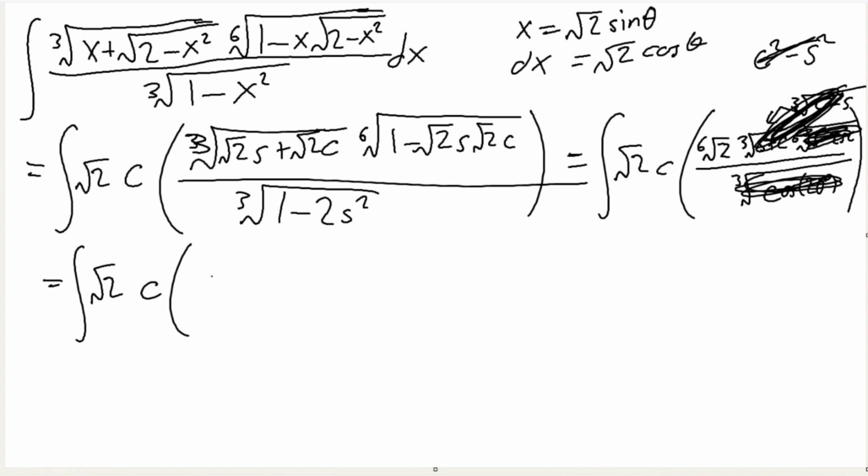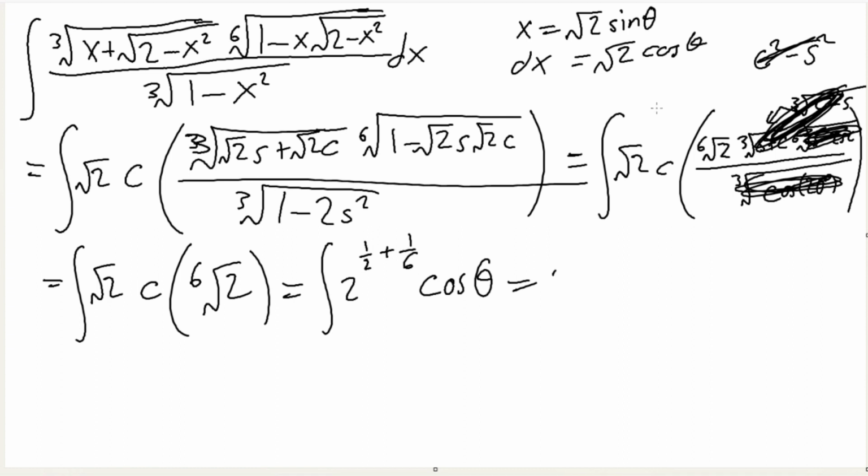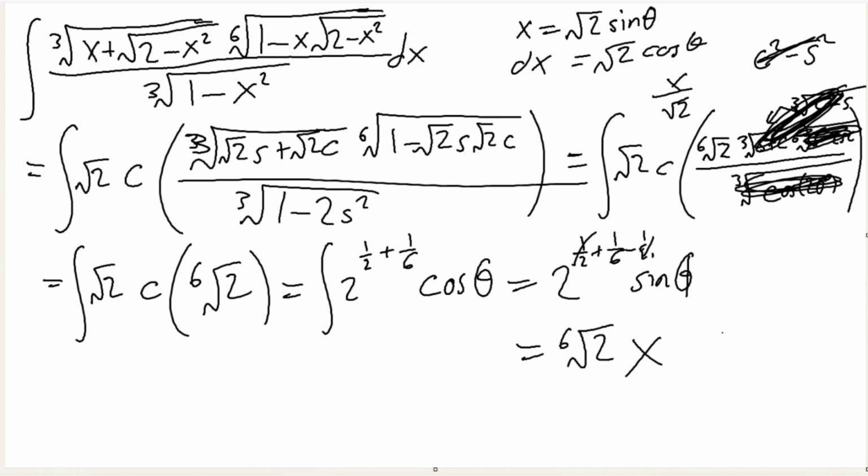And what is this? We're left with this. And then here we have root 2, well, 2½ plus 1 over 6 of cosine theta, which equals sine theta. Sine theta is equal to x over root 2. Wait, what? Would you look at this? This is x. Root 2 just is minus a half. This cancels out. So we get root 6 of 2x plus c.